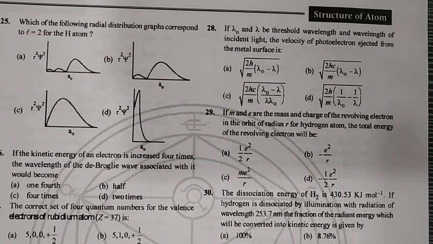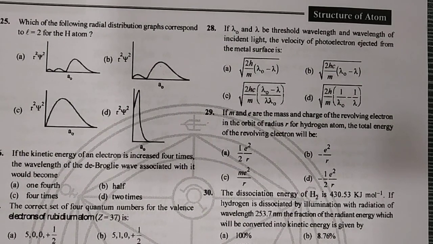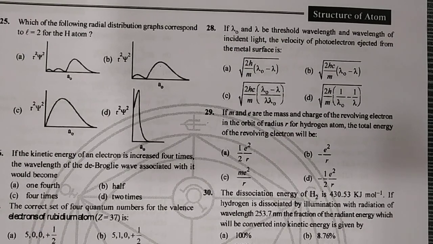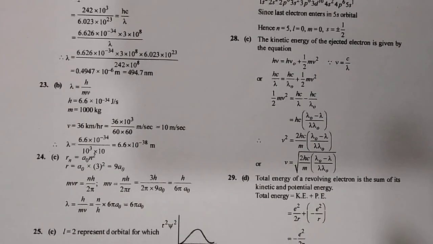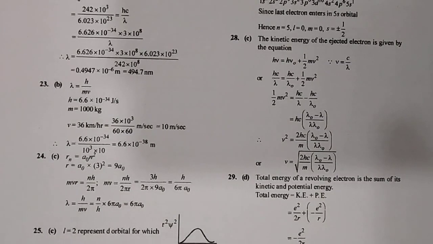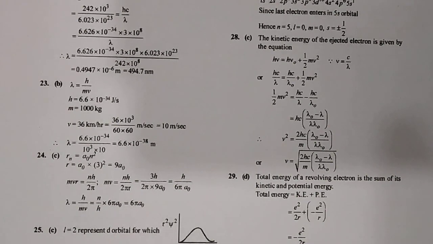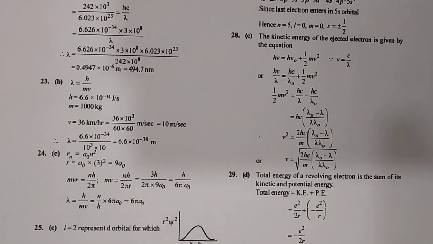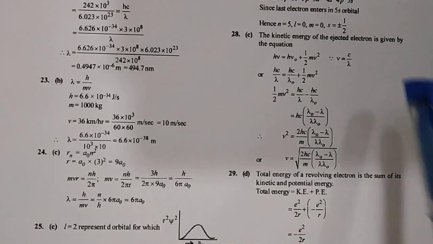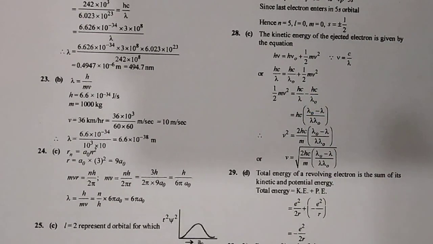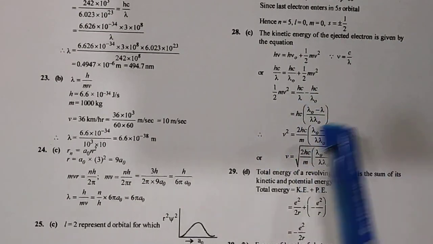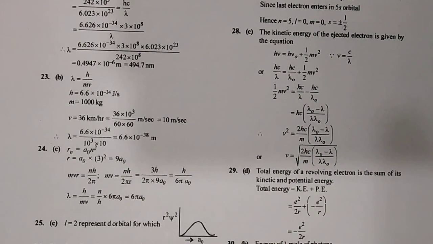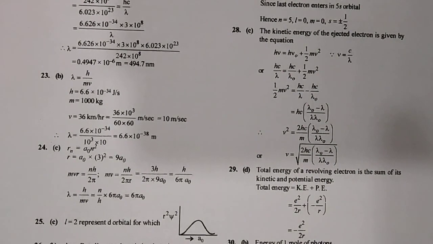Question number 28 on your screen. If lambda 0 and lambda be the threshold wavelength and wavelength of the incident light, the velocity of photoelectron ejected from the metal surface is. So let's start. The energy of an ejected electron is given by h nu is equal to h nu 0 plus half mv square. nu is equal to c upon lambda. Simplify. Half mv square is equal to hc upon lambda minus hc upon lambda 0. So simplify और simplify करते जाइए. So you get your final answer. That is C Calcutta is your right answer.